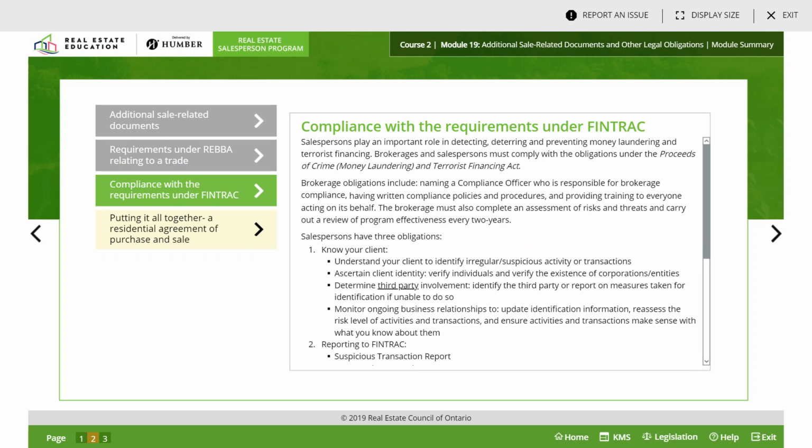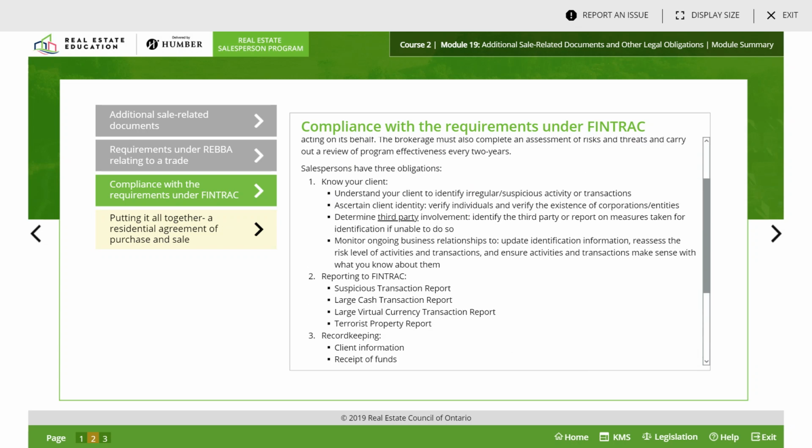Okay. Compliance under FINTRAC. So basically, make sure there is no money laundering or no terrorist financing. Make sure your obligations in the brokerage are naming a compliance officer who is responsible for brokerage compliance, having written compliance policies and procedures, provide training to everyone acting on its behalf. So basically, 3 obligations for a salesperson is to know your client, reporting to FINTRAC, and record keeping.